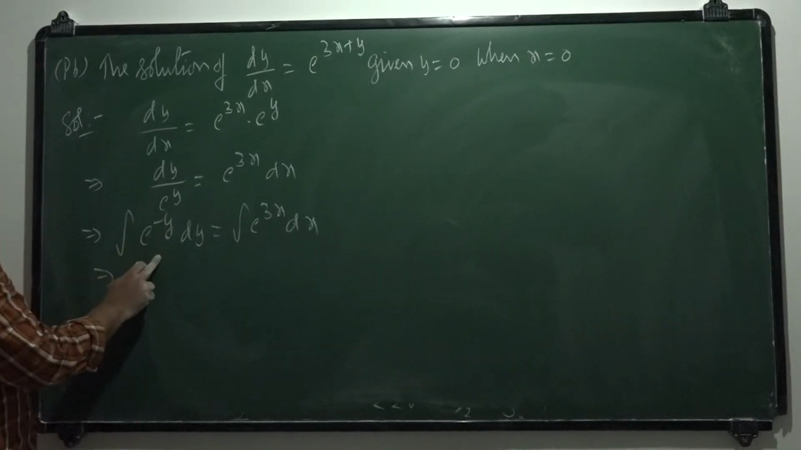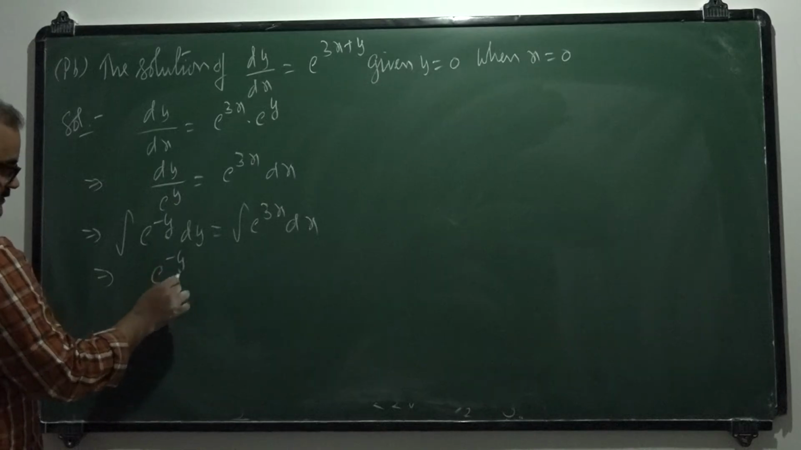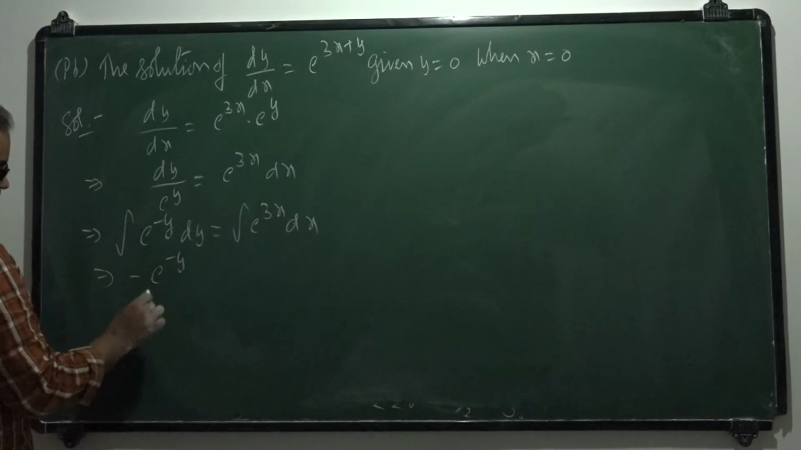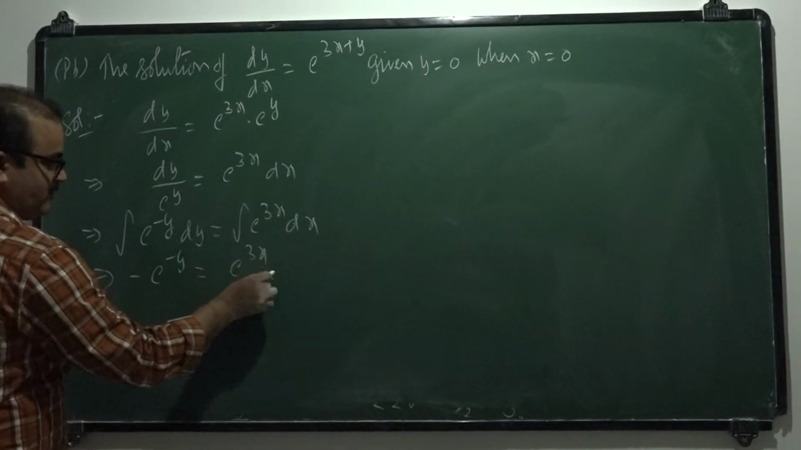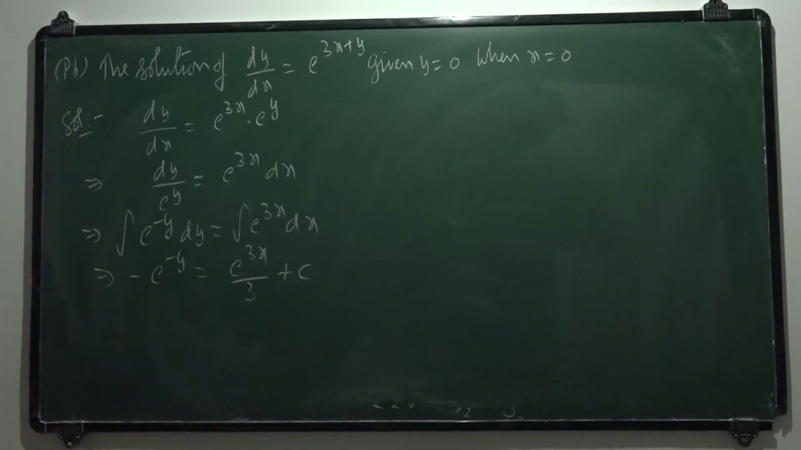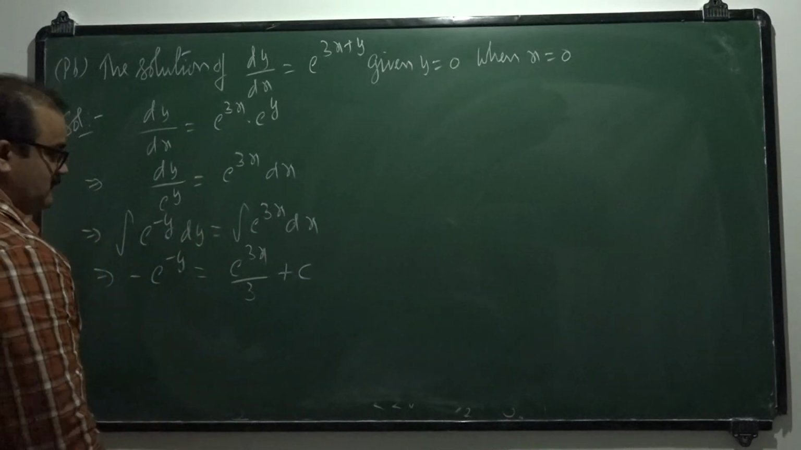It is in the form of integral e power ax, that is e power ax by derivative of ax. So e power minus y by derivative of minus y, minus 1, is equal to integral e power 3x, e power 3x by 3 plus c. This is the general solution of this equation.